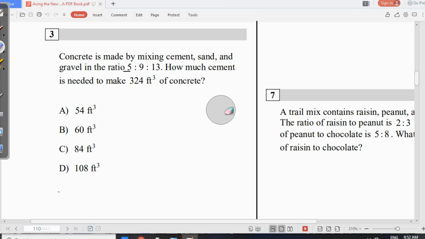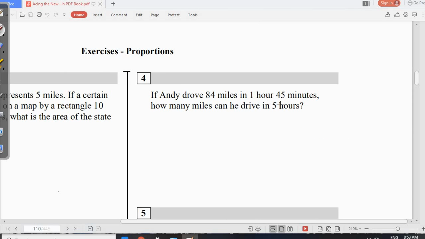Alright, let's move on to number 4. If Andy drove 84 miles in 1 hour 45 minutes, how many miles can he drive in 5 hours? So we have 84 miles to 1 hour 45 minutes. Now there's a certain speed he's using, and remember that speed is equal to distance over time. Let's represent 1 hour 45 minutes as hours.